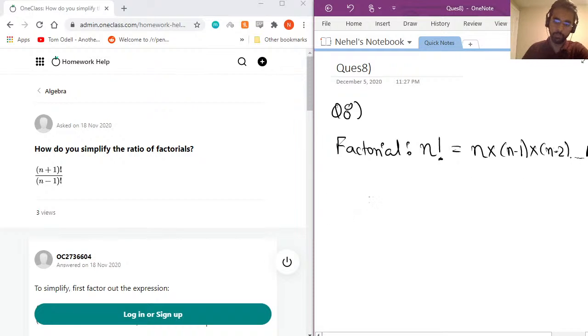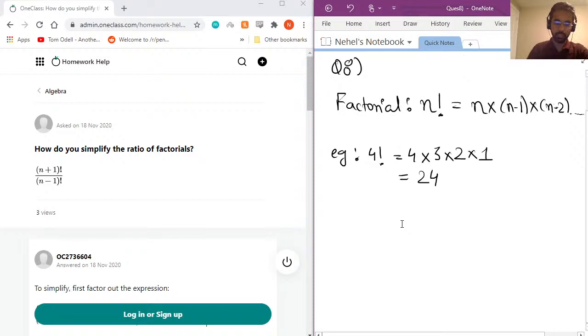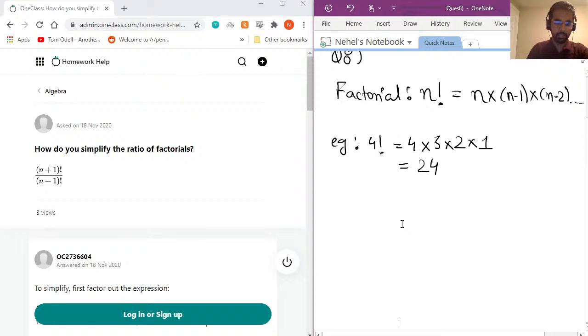Okay, so just to give you an example, 4 factorial would be equal to 4 times 4 minus 1, 3, times 4 minus 2, 2, times 4 minus 3, 1. So this is basically equal to 24. Alright, so with that in mind, the question is asking for a simplification for this factorial.